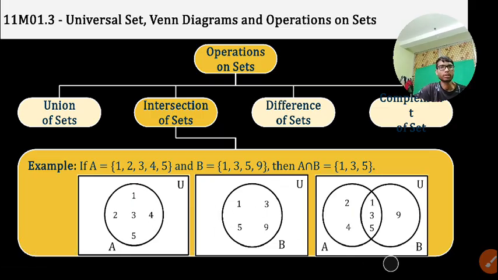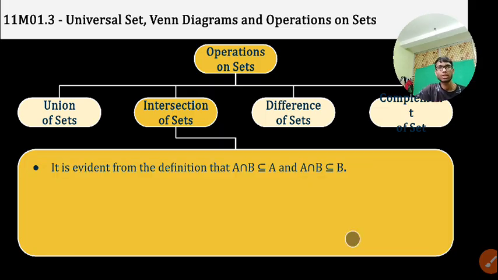So here 1, 3, 5 came here. This is where we enter the common elements. It is evident from the definition that A intersection B will be a subset of A, and A intersection B is a subset of B.